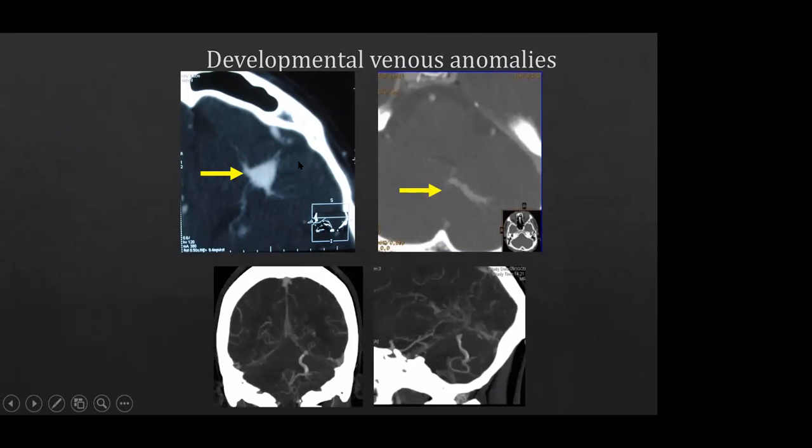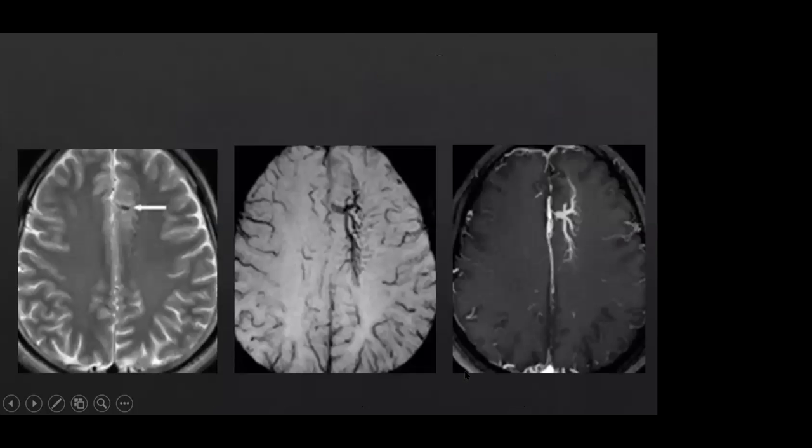Occasionally, it can be difficult to exclude an AVM, and you may need to resort to catheter angiography. But this is another typical example over here: multiple small tributaries draining towards the ventricular margin in this posterior fossa developmental venous anomaly. On coronal reconstructions, you can see another developmental venous anomaly draining the cerebellum inferiorly.